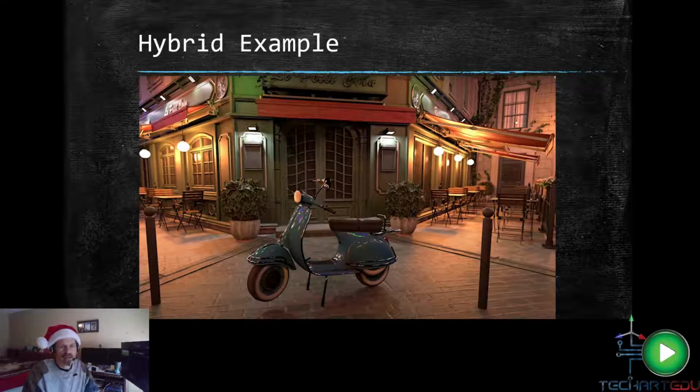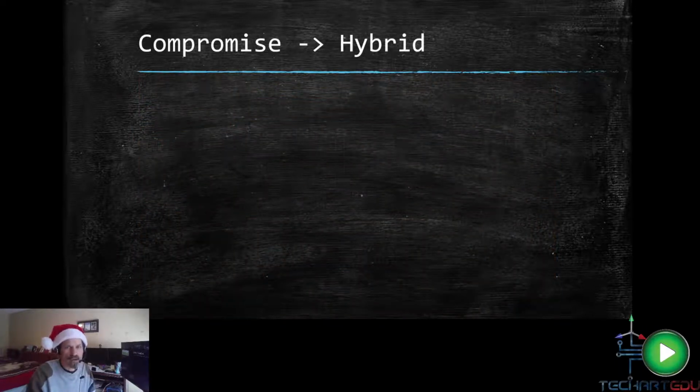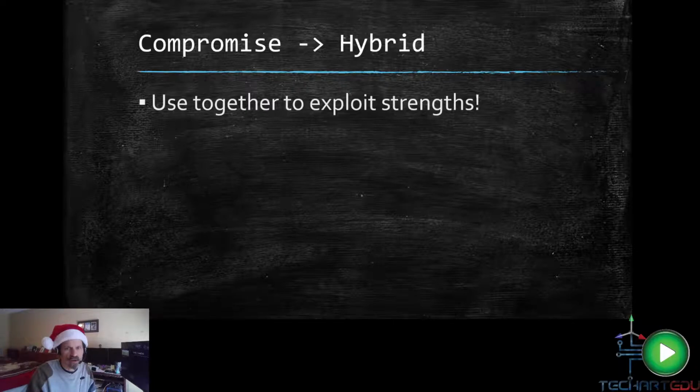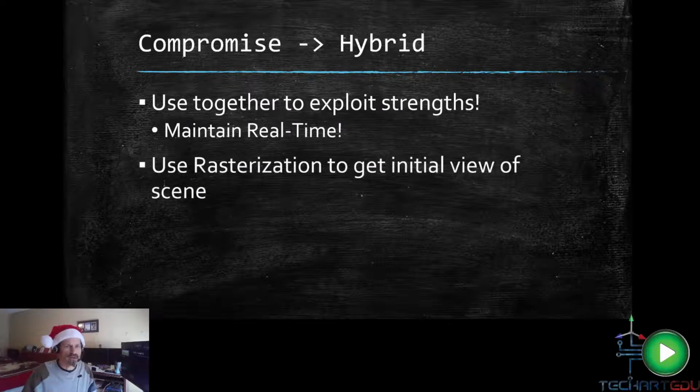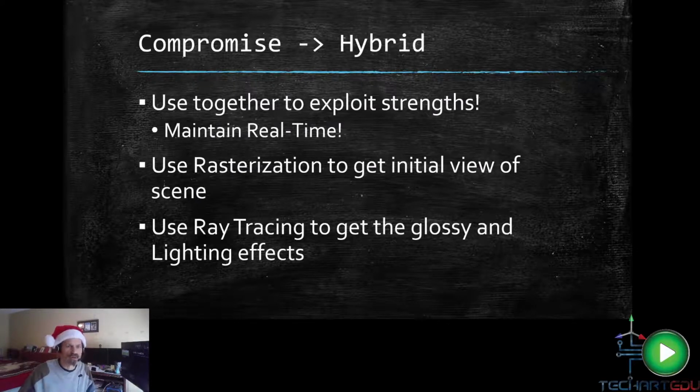Last week we said ray tracing is good, but it's very expensive and has high overhead. Rasterization, what we're typically used to, is also good and can get things done in real time. So the best idea is to create a hybrid where some parts are rasterized and some parts are ray traced. Let's talk about this compromise. They're used together to exploit each other's strengths and maintain real time. You use rasterization to get an initial view of the scene, and then you use ray tracing to get the glossy lighting effects that make it look so awesome.